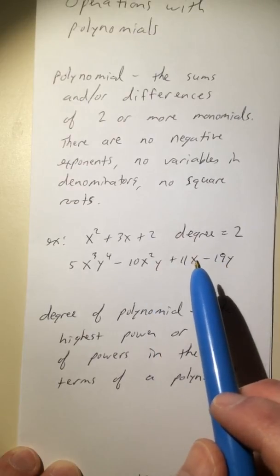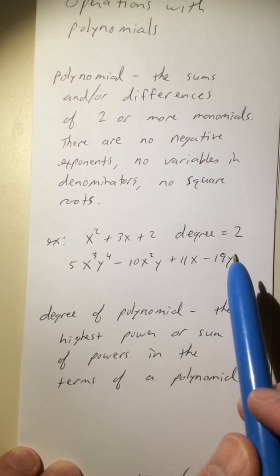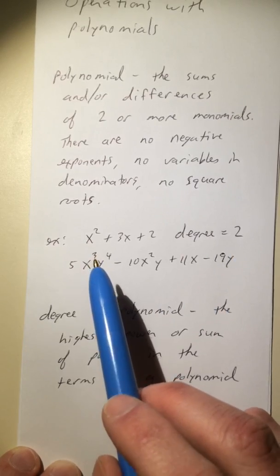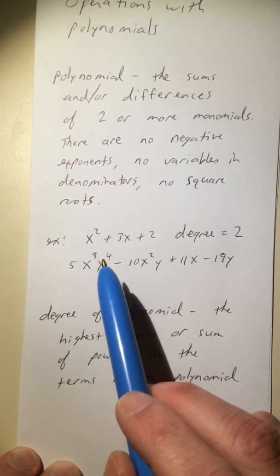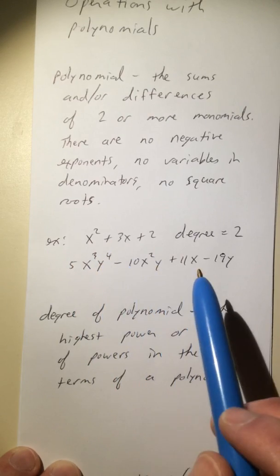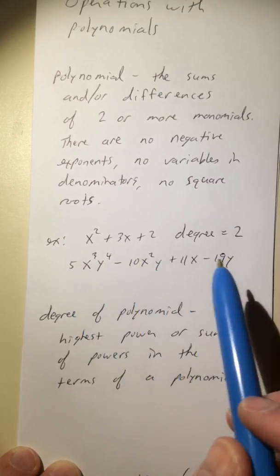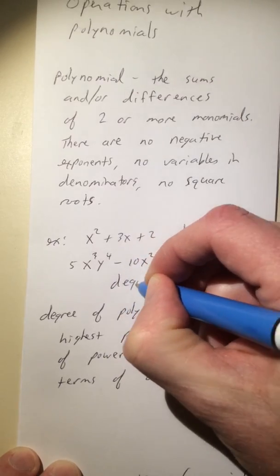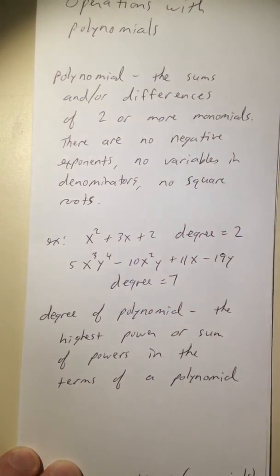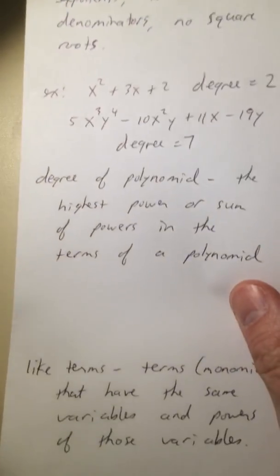And this has an 11x to the first, so the power here is 1. 19y to the first, the power here is 1. So I got 7. The degree of this monomial is 7. The degree of this one is 3. The degree of this one is 1. The degree of this one is 1. The highest of all those is 7. So the degree of this polynomial is 7. So degree, it's easy. And I think that's all.